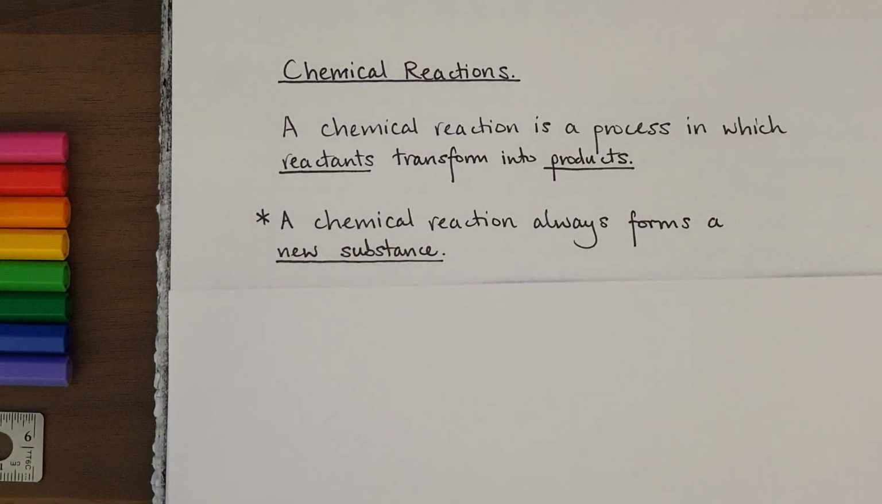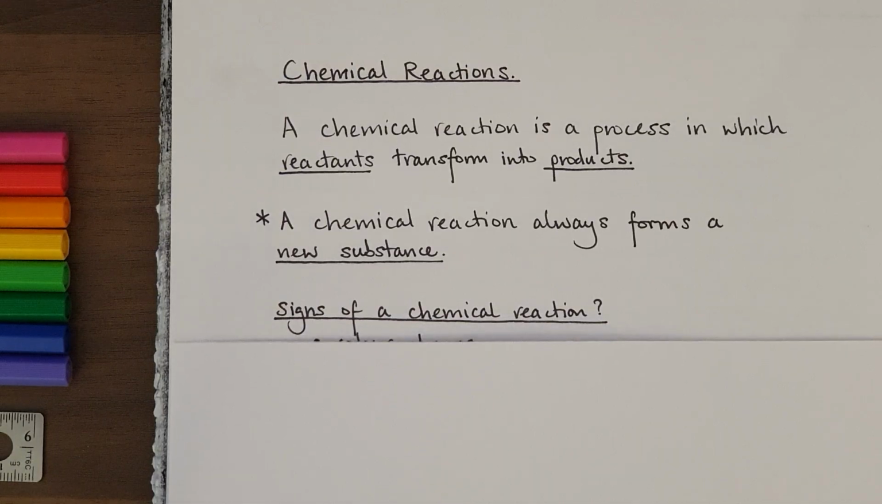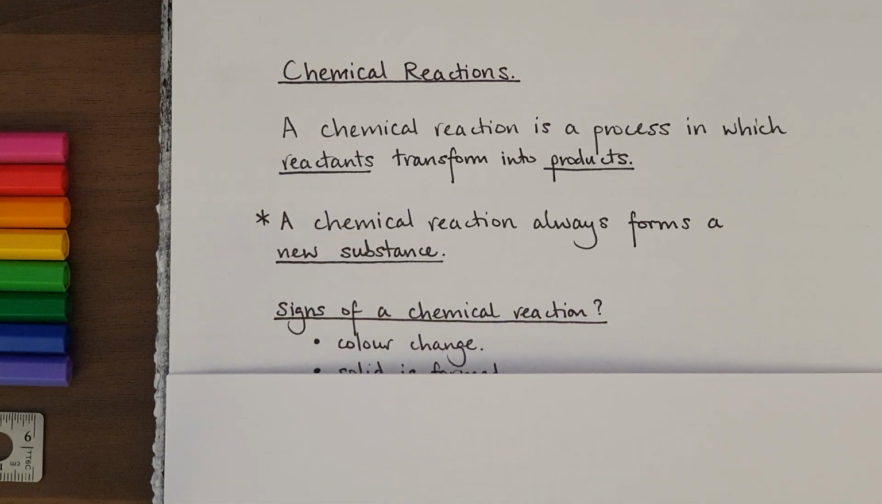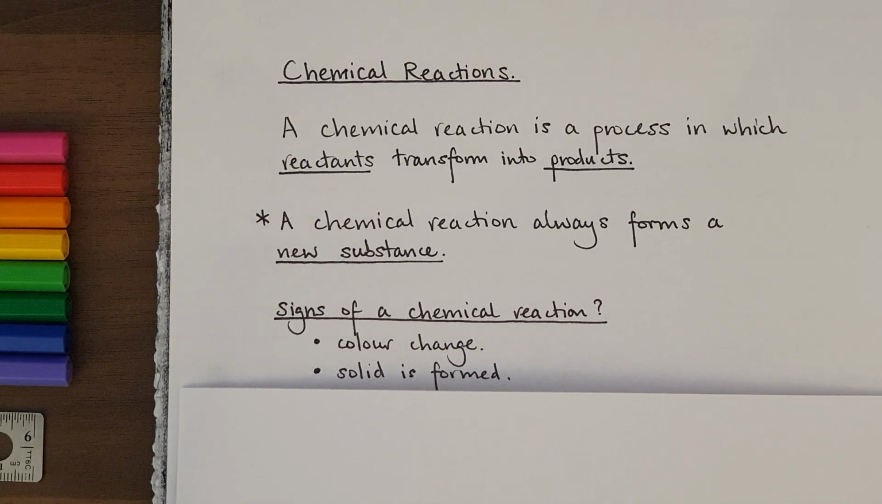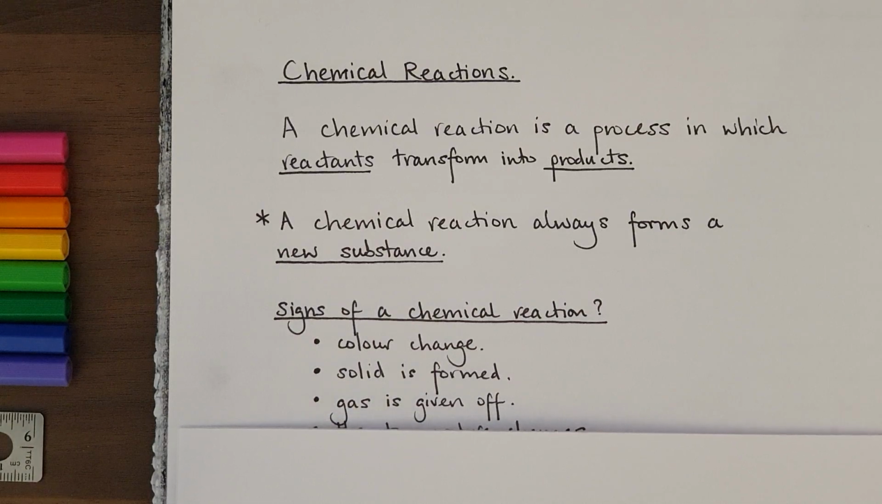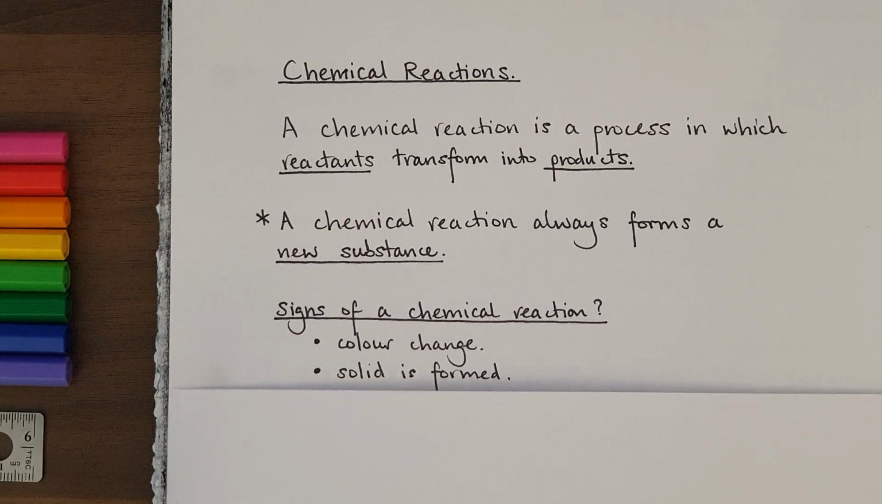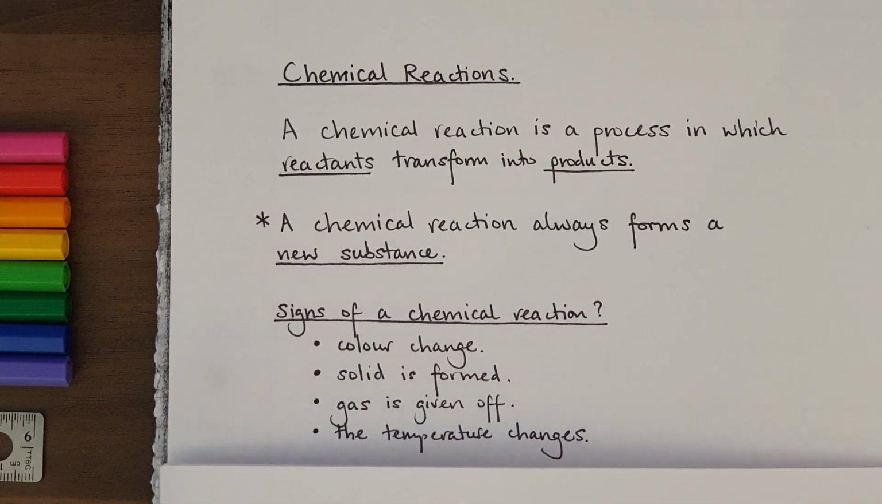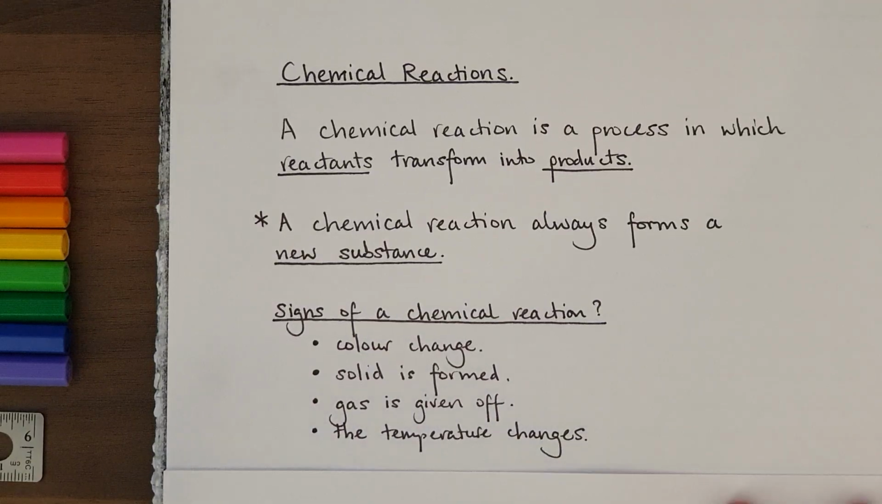And there are ways that we can recognize that a chemical reaction has actually happened. There are signs of a chemical reaction that we can look out for. So what might they be? You could have a color change. You could have a solid being formed, and I'll come back to that one. You could have a gas being given off, or the temperature could change. Now there's a couple of them that can be confusing, so we're going to have to go over this.